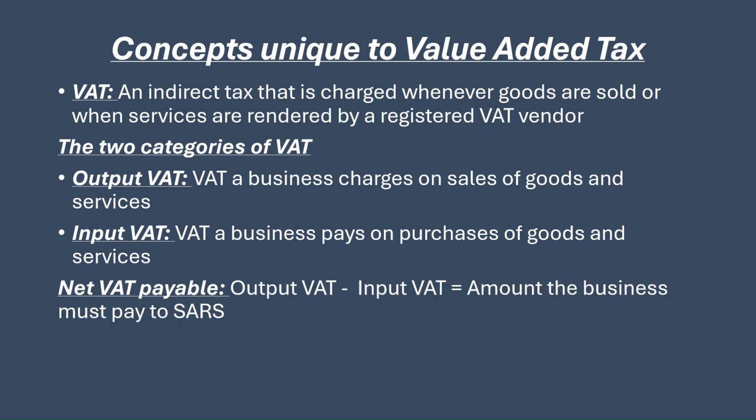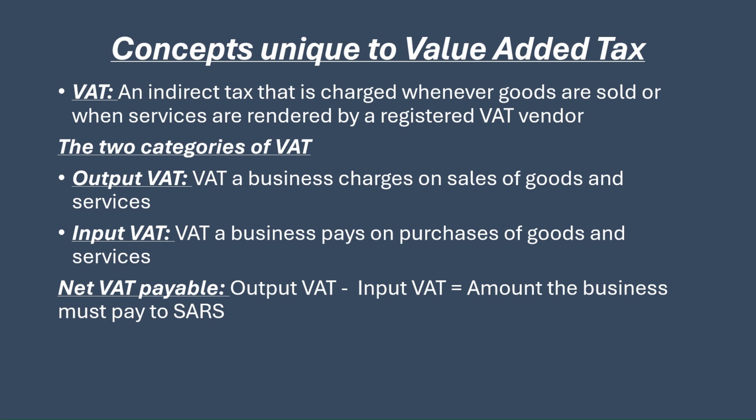Then we have net VAT payable, which is the net value added tax that is payable. And where is it payable? It is payable to SARS, right? So output VAT, meaning the VAT that we charge when we sell, minus the VAT that we were charged when we purchased goods or services, will give us the amount that the business must pay to SARS.